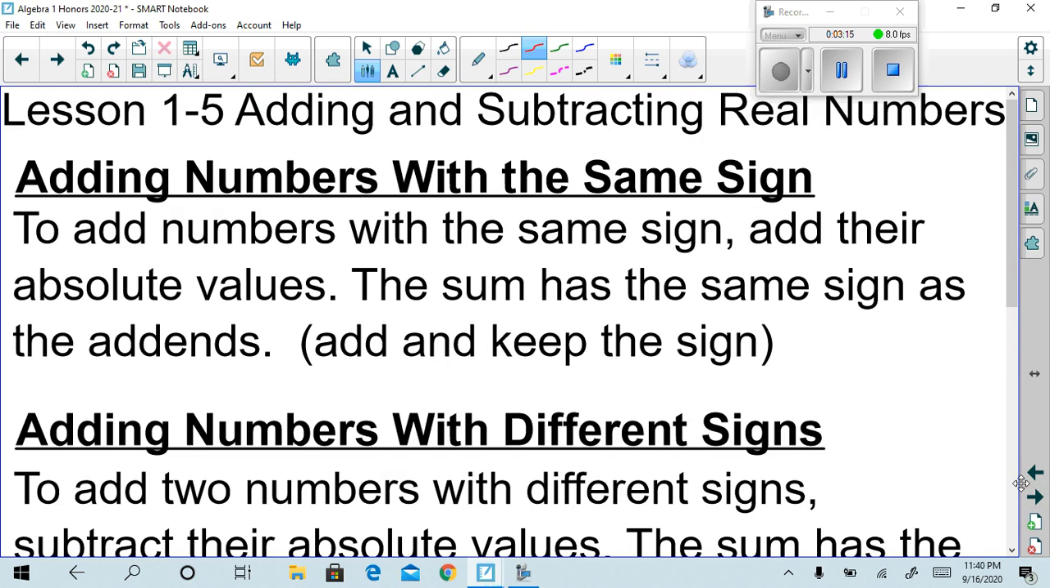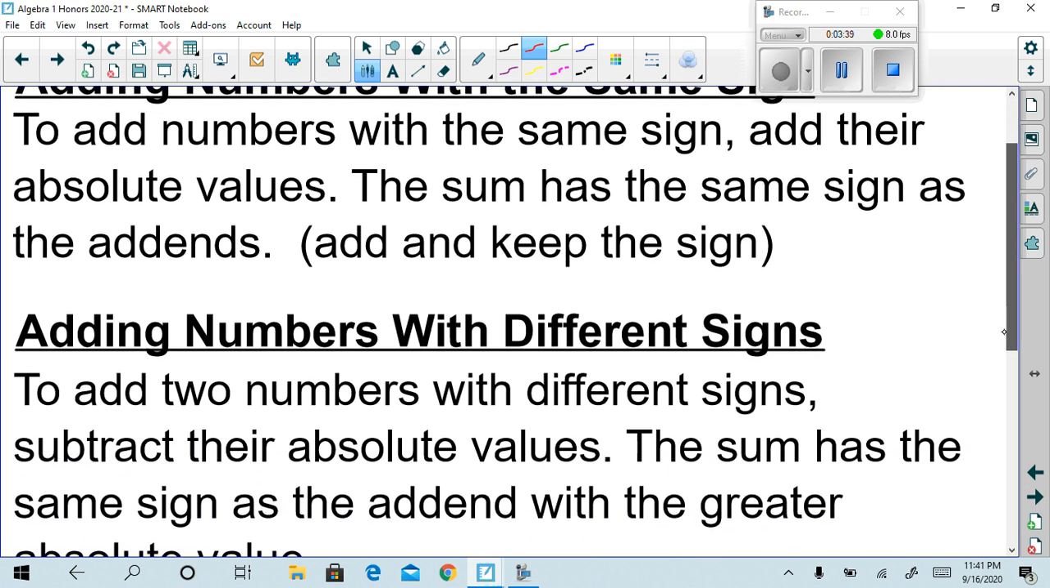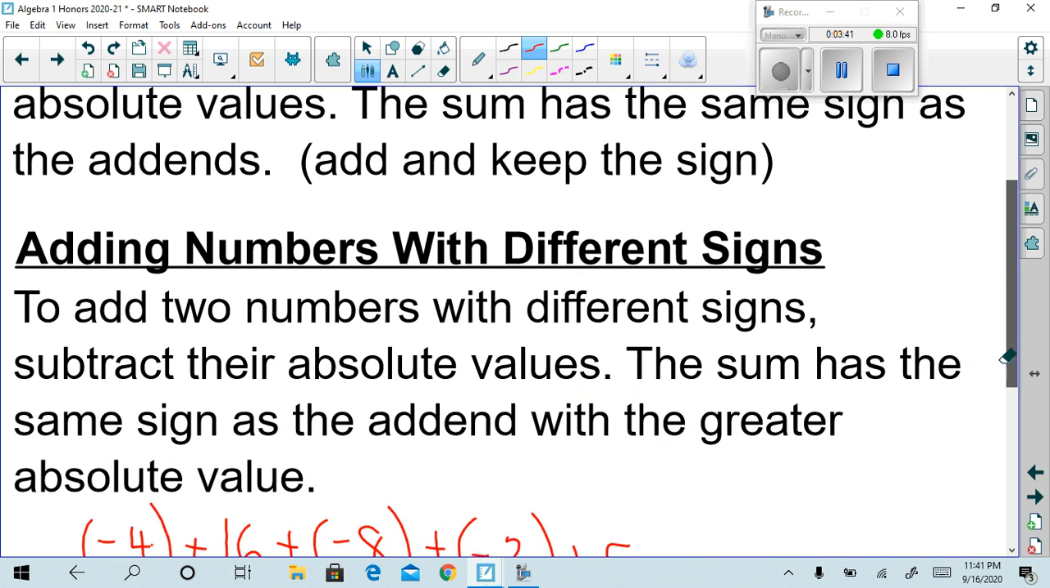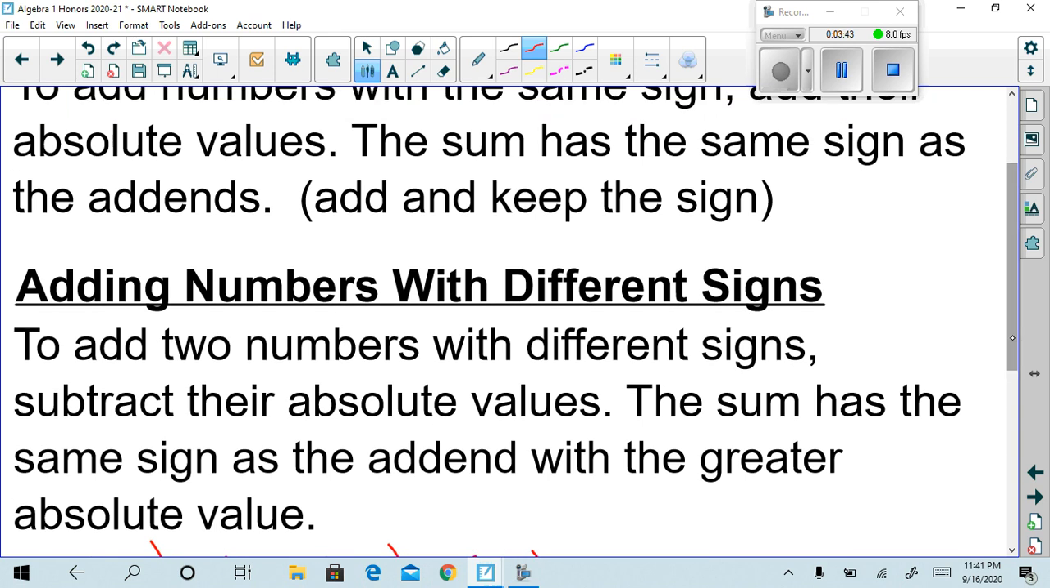Our next section is going to focus on operations with real numbers. I'm sure you're all familiar with them, and again, being an introductory chapter, these lessons are all to refresh your memory. When adding numbers with the same sign, we simply add the numbers and keep the sign. When we're adding numbers with different or unlike signs, we need to subtract their absolute values, and the sum will keep the sign of the addend with the greater absolute value.